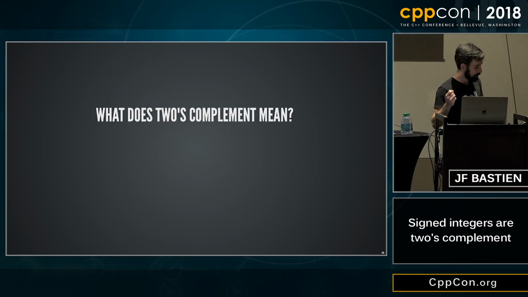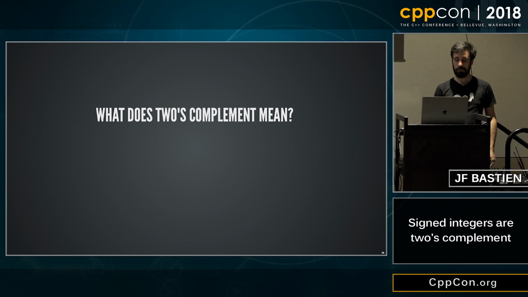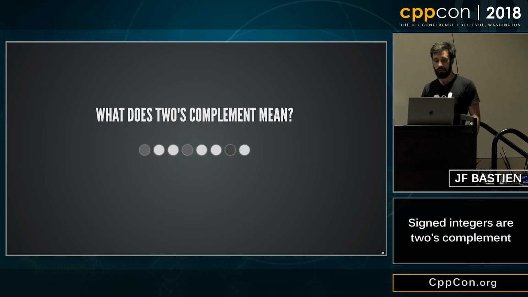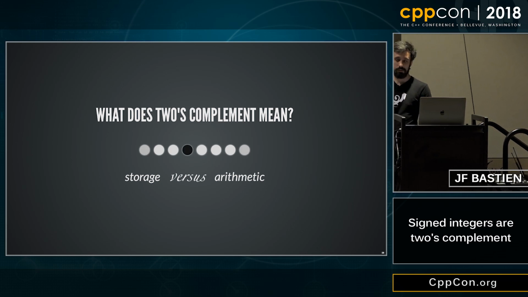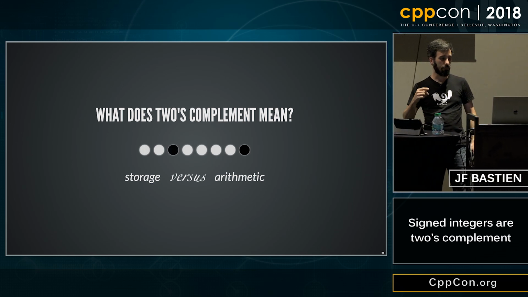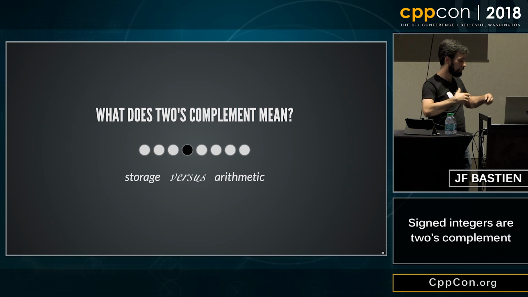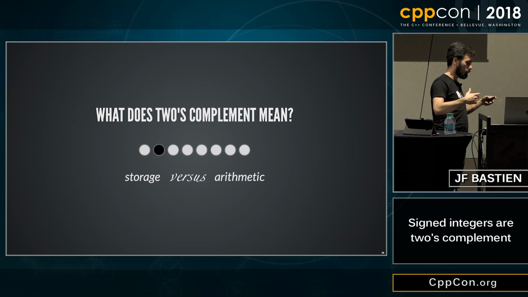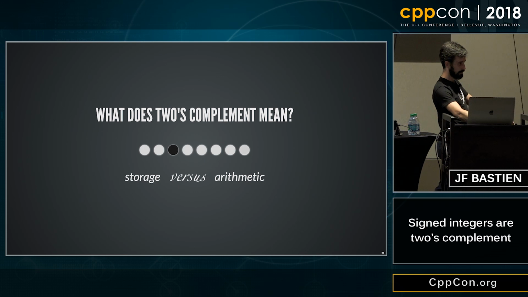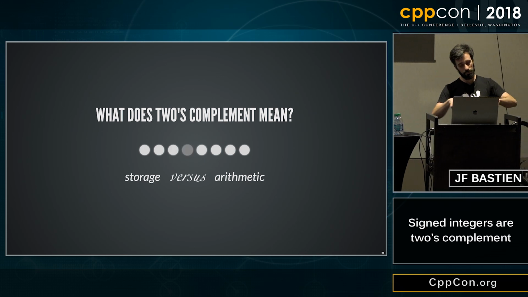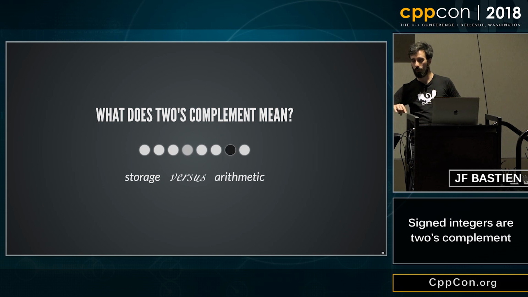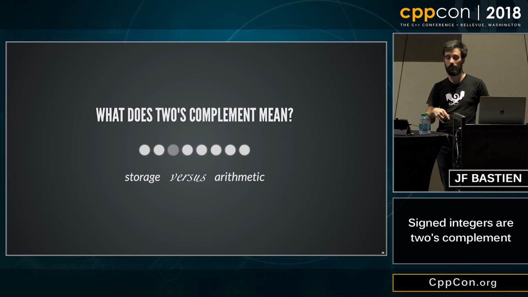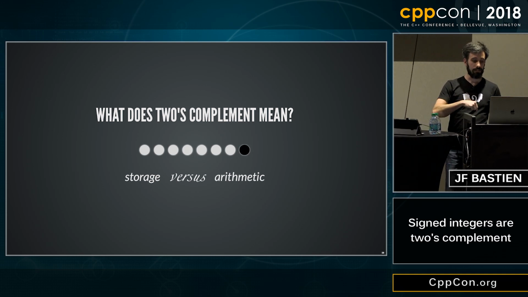Okay, so what does it actually mean when I say two's complement? Well, there's really two things I want to take out of this. First, beautiful animations, but it's really storage versus arithmetic. What I mean by that is when you use two's complement, you're doing addition, multiplication, subtraction, and you're trying to increment or something like that, but at some point you've got to store it. And I want to disassociate those two things. The storage of two's complement is one thing, right? What you get, where the bits are in memory, and the arithmetic is a separate thing.